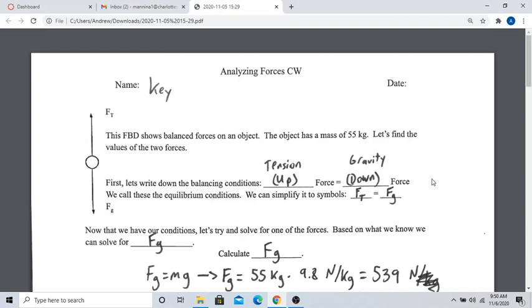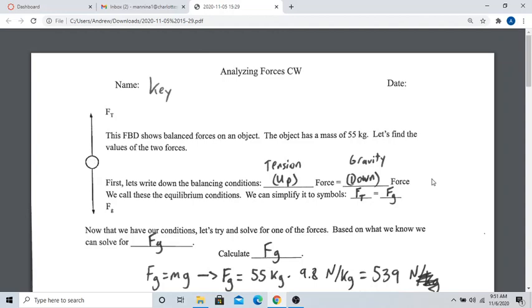Now, to do that, the very first thing we want to do is write down what we call our balancing conditions. This is basically a statement that has to be true no matter what's going on here. In this case, our balancing conditions, or equilibrium conditions, as we might start calling them, say that because these forces are balanced, the force that's going up has to be the same as the force that's going down. We're going to see that's a case throughout physics when we talk about balancing conditions. You're going to have your vertical forces equal to each other and your horizontal forces equal to each other.